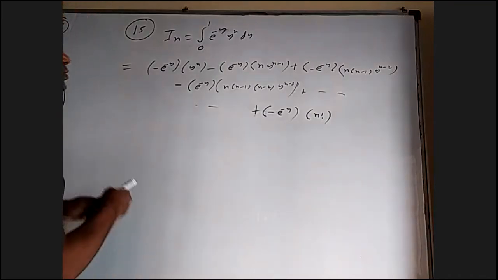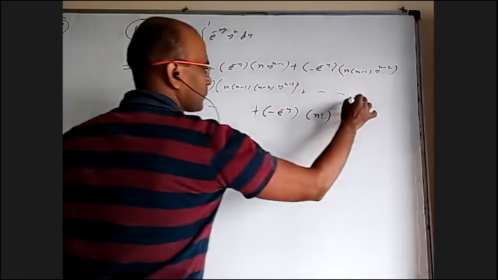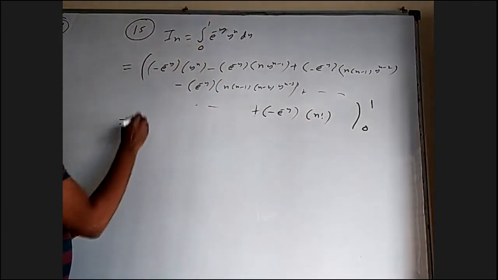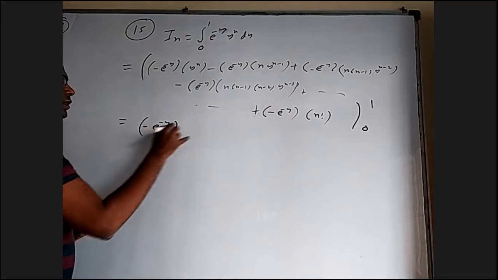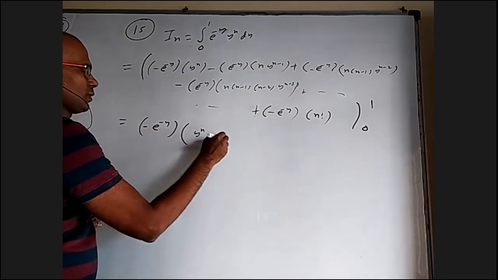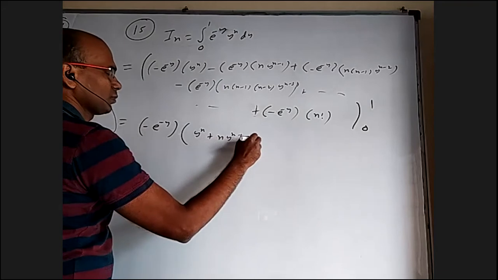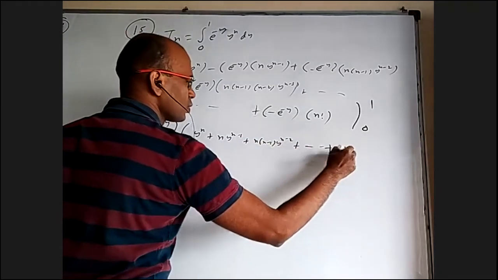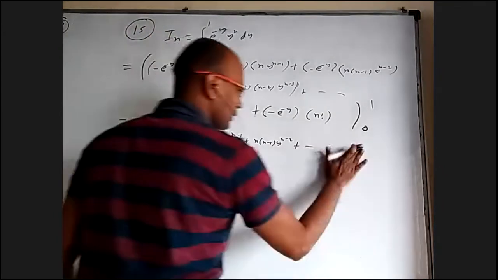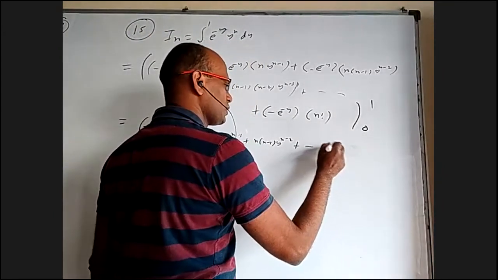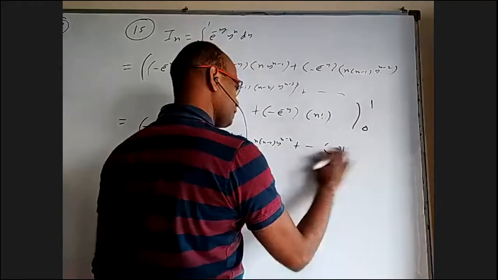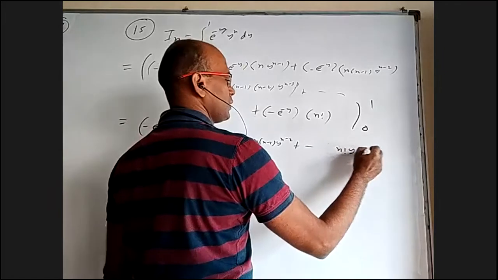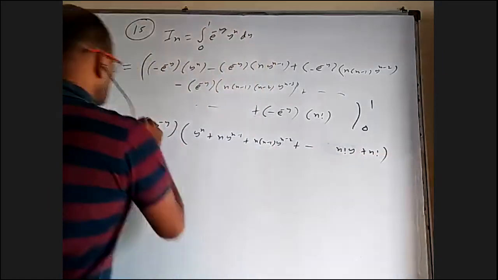Now I have to put limit 0 to 1 in this total. But before that, everywhere minus e power minus y common, and I have y power n plus n into y power n minus 1 plus n into n minus 1 into y power n minus 2, so on up to n factorial. And the previous step to n factorial would have been n minus 1 factorial, no, that is also n factorial only, into y, and then single n factorial. I have to put from 0 to 1.